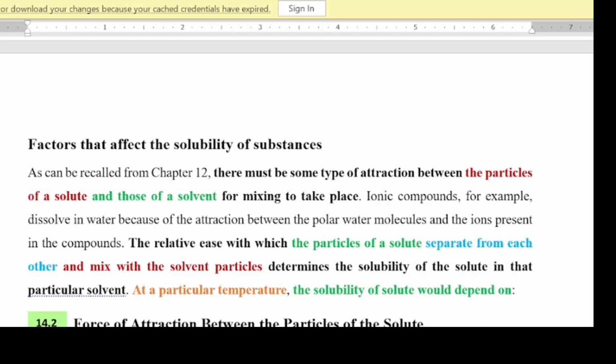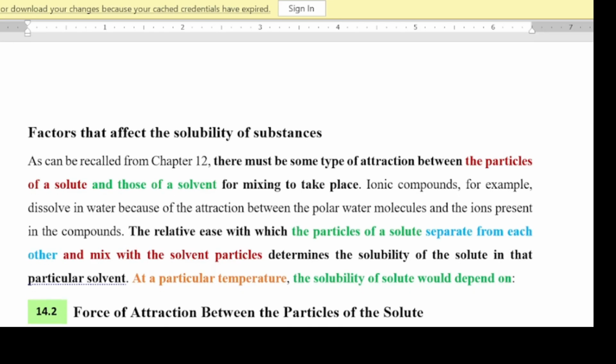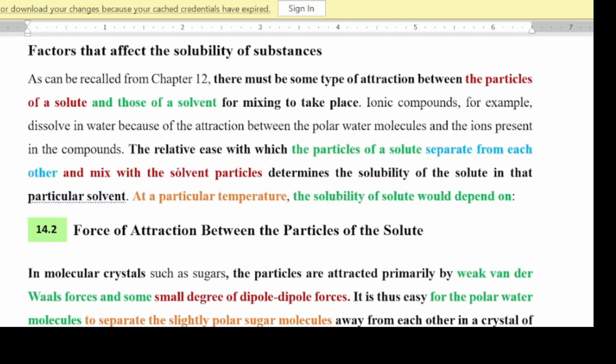For example, what we saw was that water molecules and the ions in sodium chloride crystals attract each other so that it causes sodium chloride crystals to dissolve in water. What we're saying here is this: the relative ease with which the particles of a solute separate from each other and mix with solvent particles determines the solubility of the solute in that particular solvent. At any particular temperature, the solubility of a solute will depend on a number of factors.